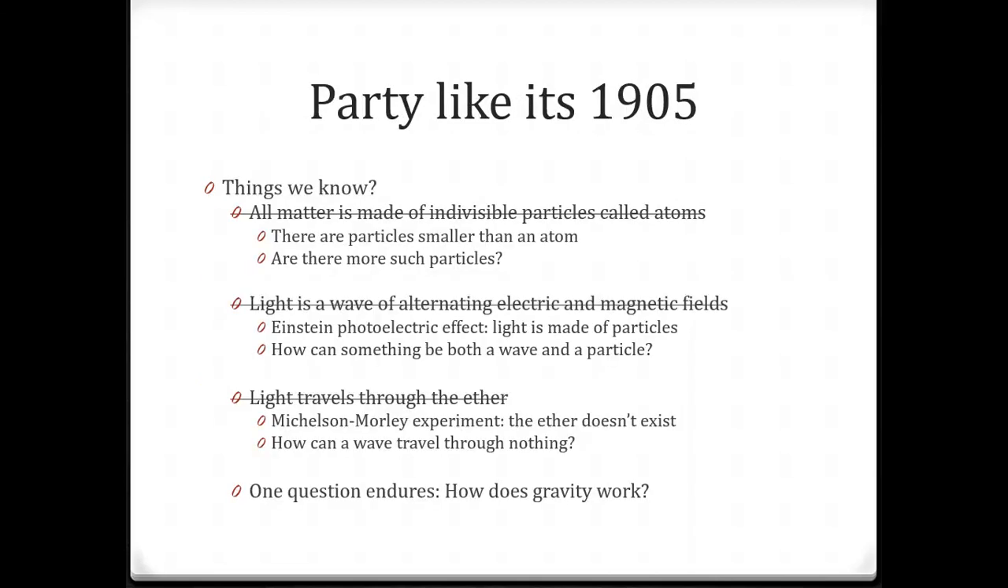So let's jump ahead 10 years to 1905 and figure out, well, what happened during these 10 years that really messed things up. So the things we know: all matter is made of indivisible particles called atoms. Well, no. There are particles smaller than an atom, electrons. So that means our whole model of what an atom is has to change.